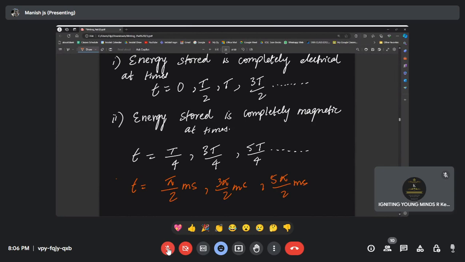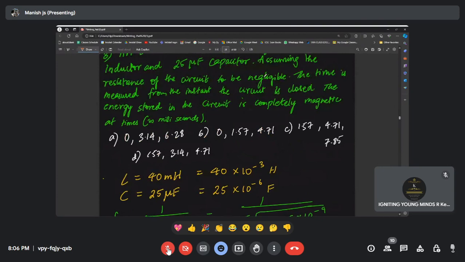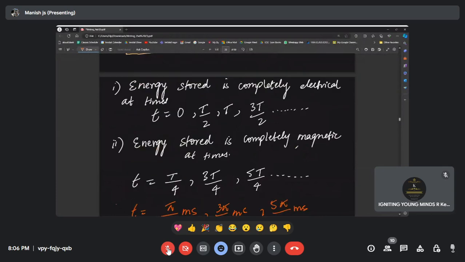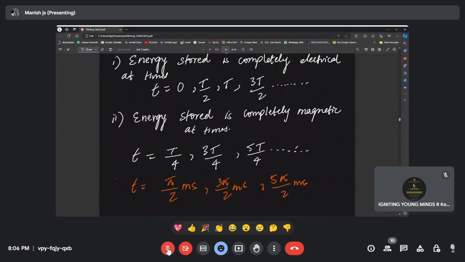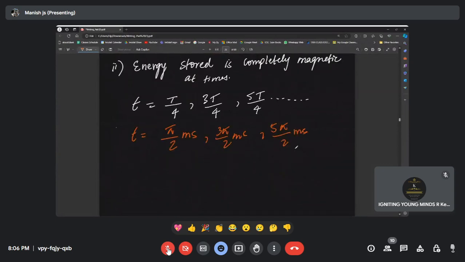Now, I am only writing for completely magnetic. Why? Because in the question, they have clearly specified the times at which the circuit is completely magnetic. Only we are interested in magnetic. So for magnetic, the formula that you would use is T by 4, 3T by 4, 5T by 4, and so on. With T being 2 pi, you substitute the values and you get pi by 2 milliseconds, 3 pi by 2 milliseconds, 5 pi by 2 milliseconds. So that is the answer.